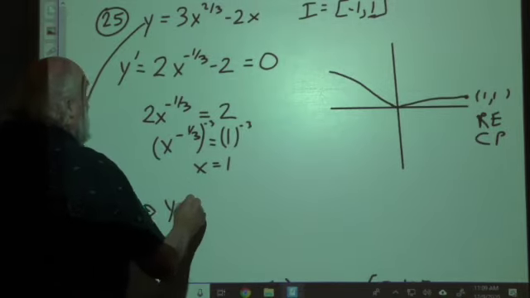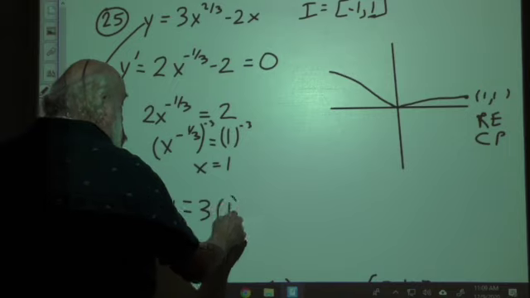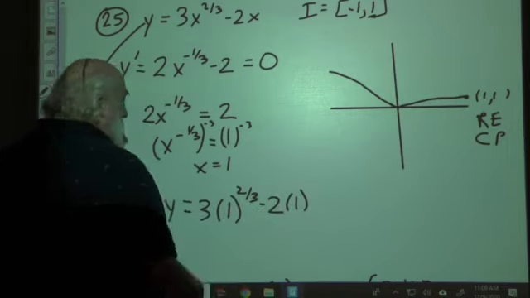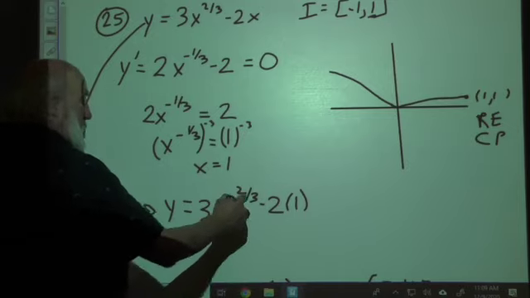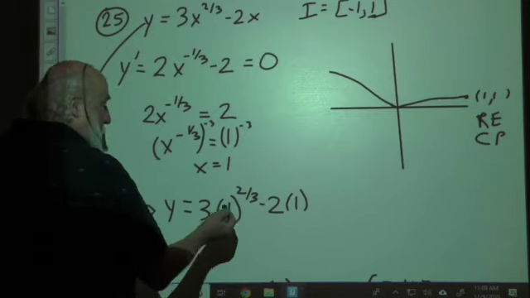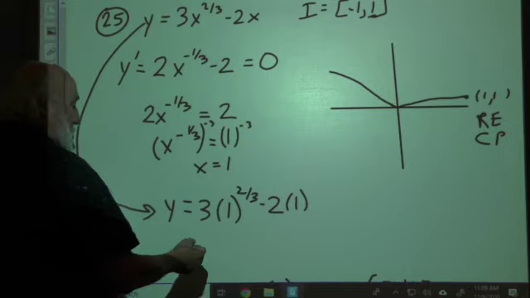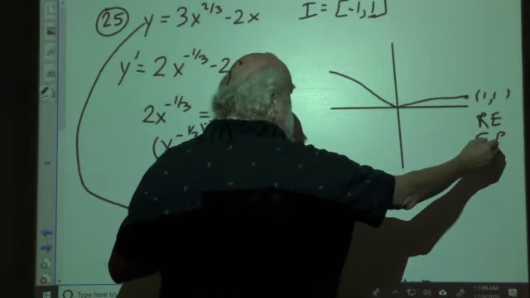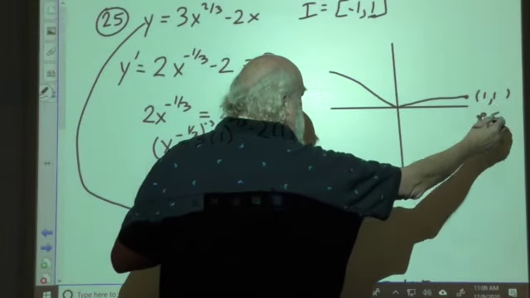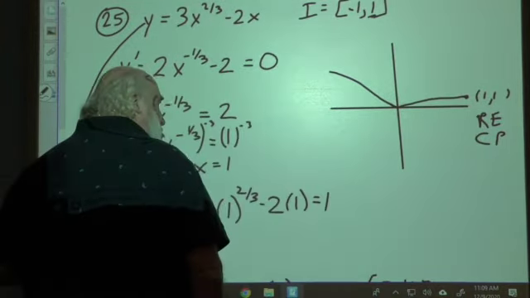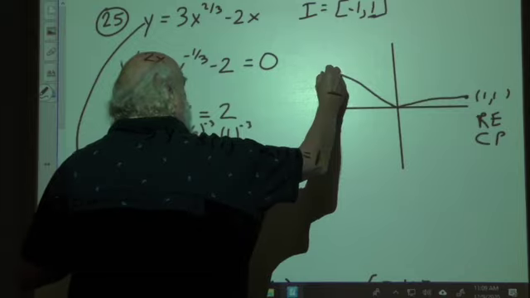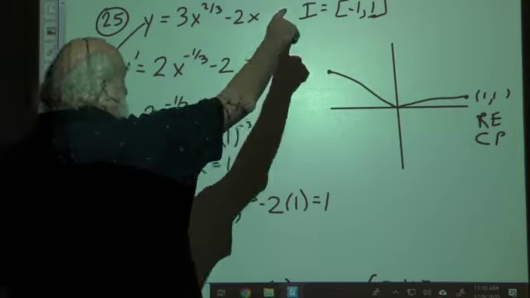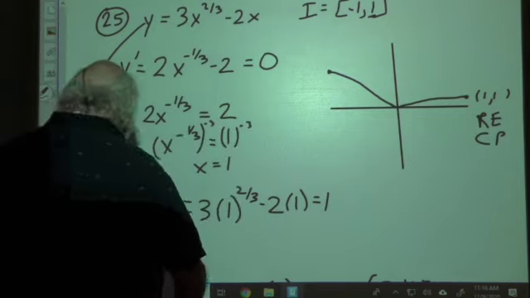So y equals 3 times 1 to the 2/3 power minus 2 times 1. Type that in the calculator. Be careful with this. Put a caret and put parentheses around the 2 divided by 3 and make it 2/3. And you do get 1. And that's why I have over here your critical point is 1, 1, and it is also your right end. Okay? Your left end is over here. That's where x is -1.